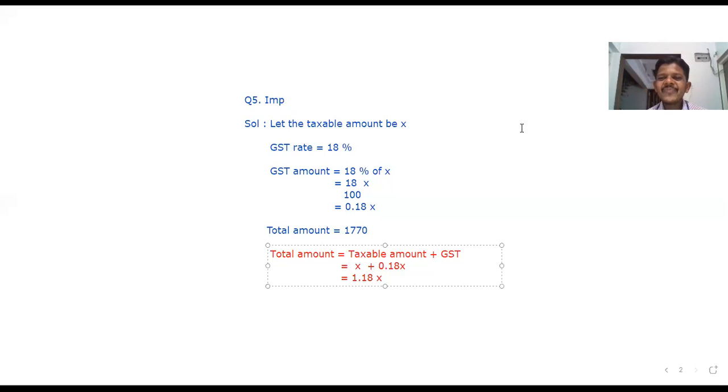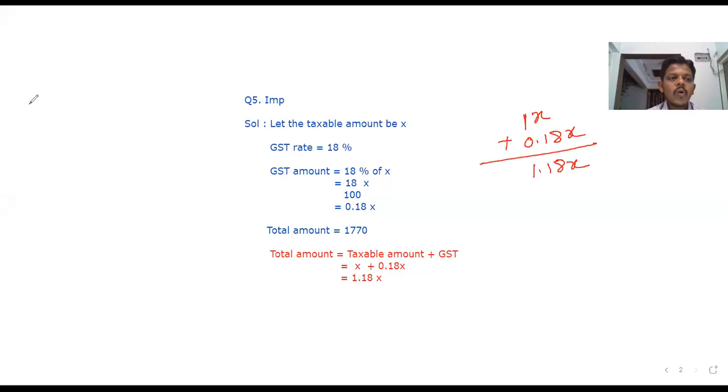How do you get 1.18x? See, x plus... Yes, sir. It is like that only. x means 1x and 0.18x. x and x you can add. So 1 plus 0.18 is 1.18x. Yes or no? What is 1 plus 0.18? 1.18. Yes or no? Yes.